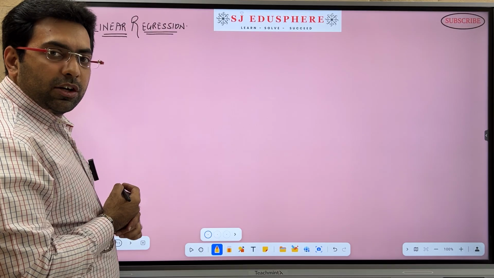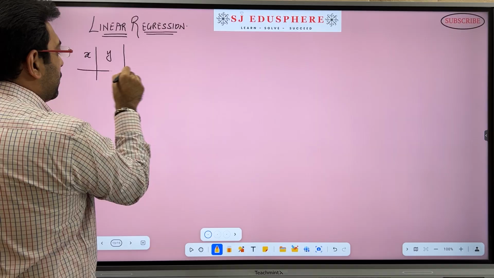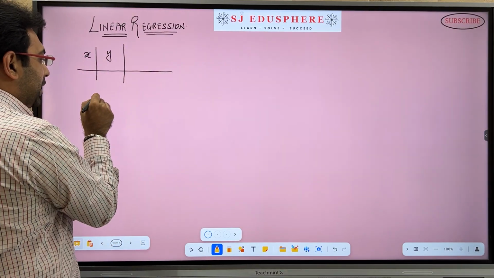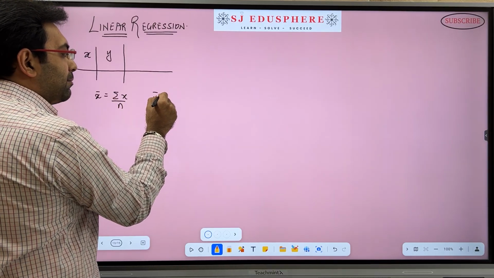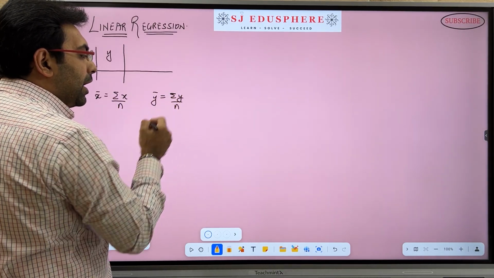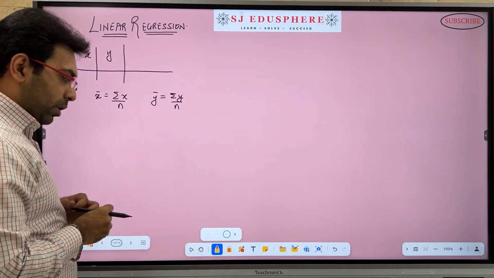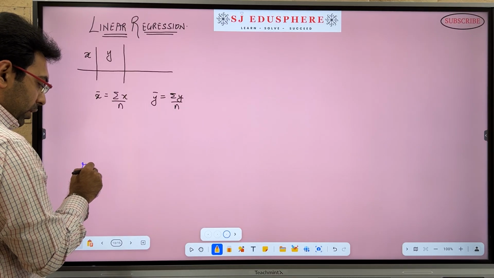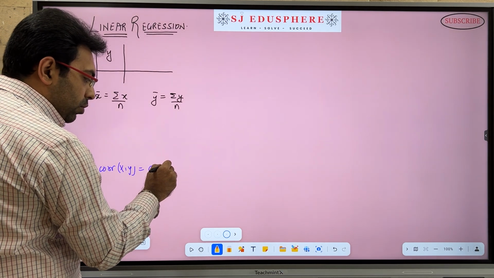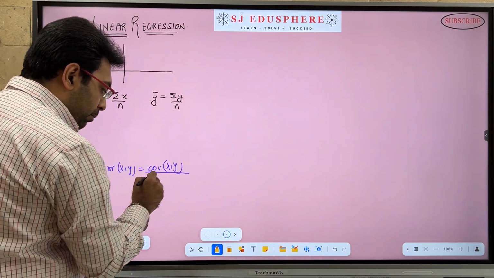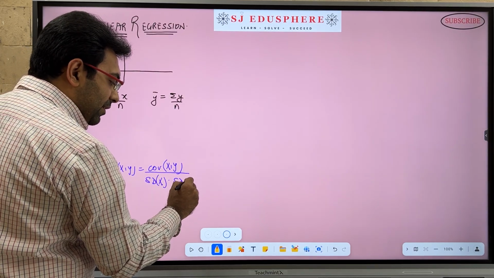Before that, when I have a set of data for any particular values of x and for any particular values of y, I can find my mean x bar, that is summation x upon n, and I can find my mean y bar, that is summation y upon n. Now, suppose I want to find the value for correlation. What have we studied? Correlation between x and y is covariance of x and y upon standard deviation of x into standard deviation of y.